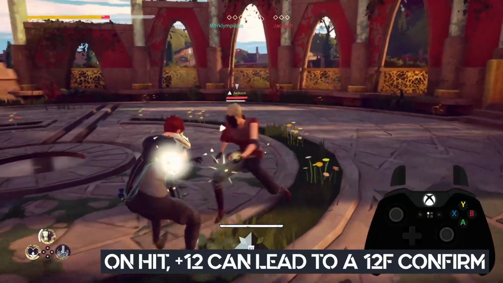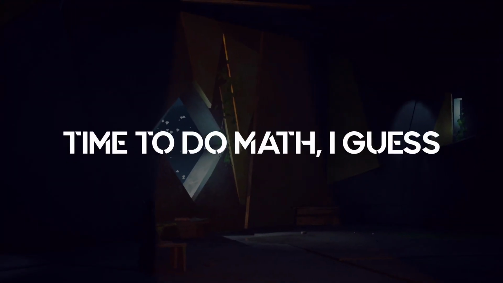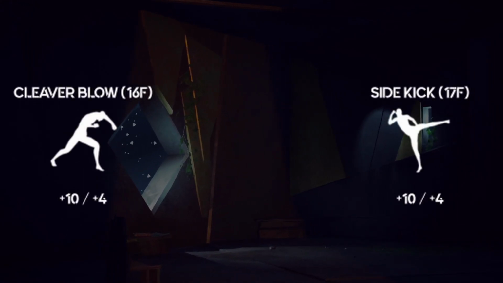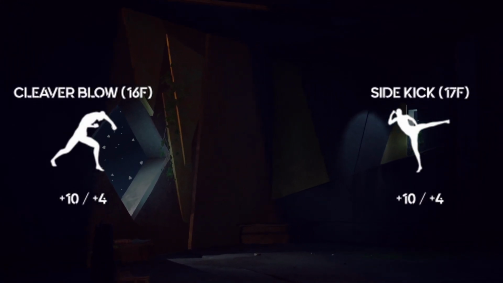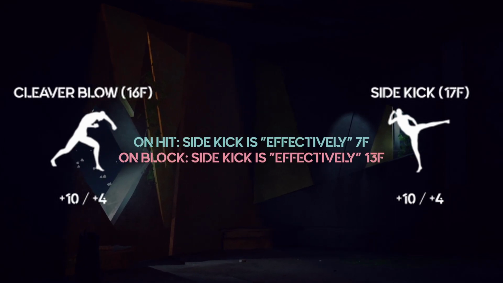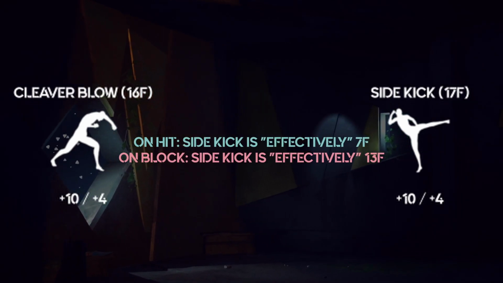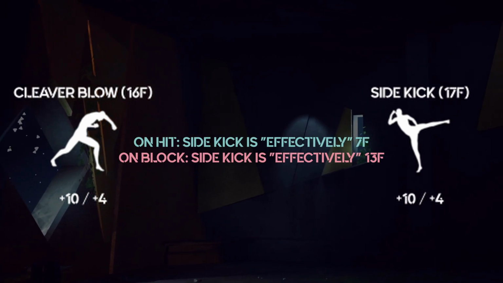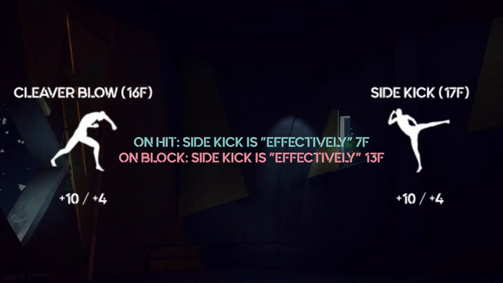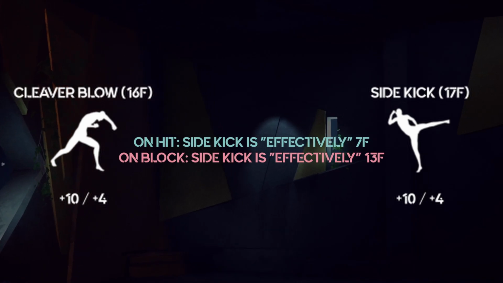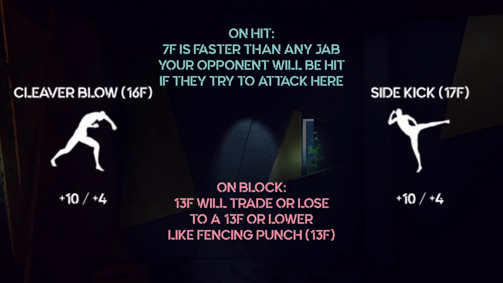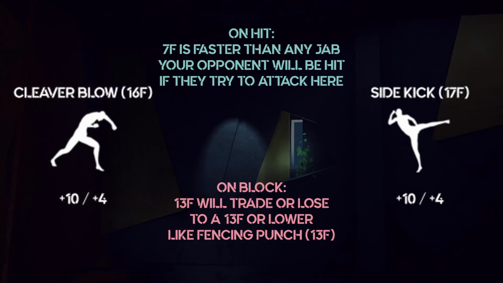We can do some simple math to figure out what we can do when we have advantage. Let's say I have a sequence of cleaver blow into side kick. Cleaver blow is plus 10 on hit and plus 4 on block, meaning if I hit with it, my follow-up move, side kick, which is 17 frames, is now effectively reduced to 7 frames, 17 minus 10, because my opponent is unable to act during those 10 frames. By the time they're able to act, I will be 7 frames away from my side kick hitting them.